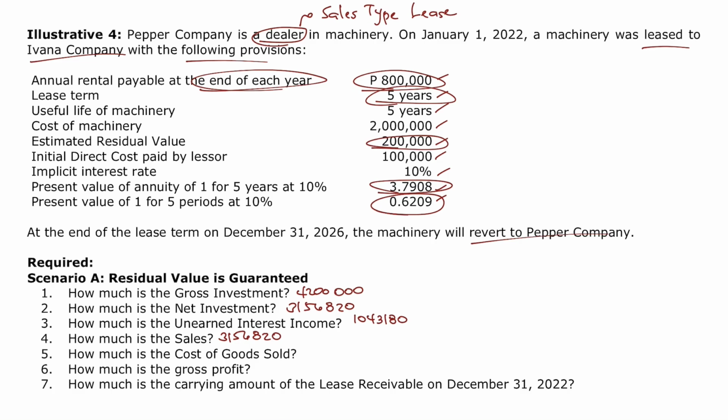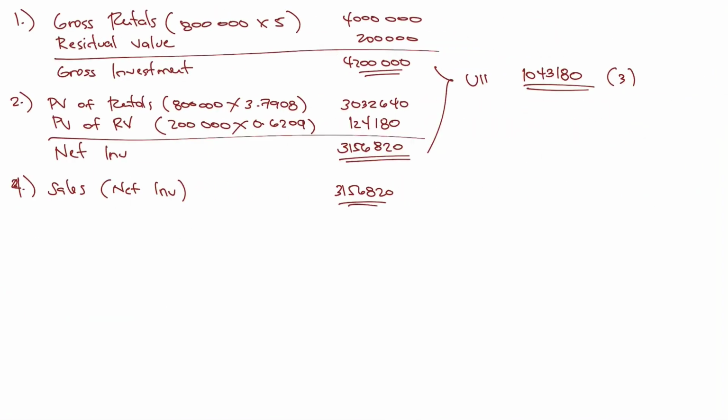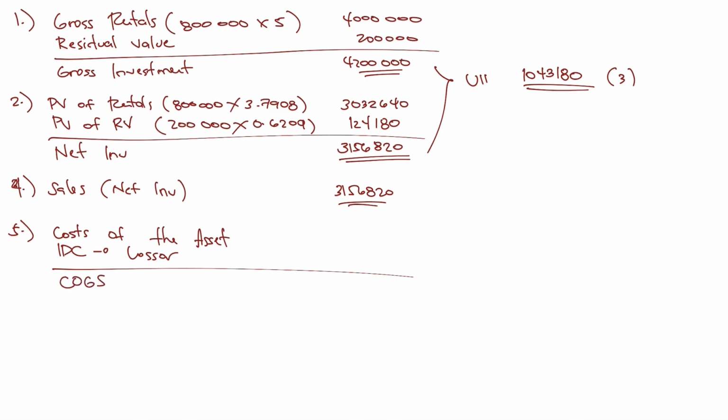Requirement 5, how much is the cost of goods sold? Well, cost of goods sold, as we said earlier, will be equal to the cost of the asset plus the initial direct cost paid by the lessor. If you remember, this is actually our net investment under direct finance lease, but in a sales type lease, it is cost of goods sold.